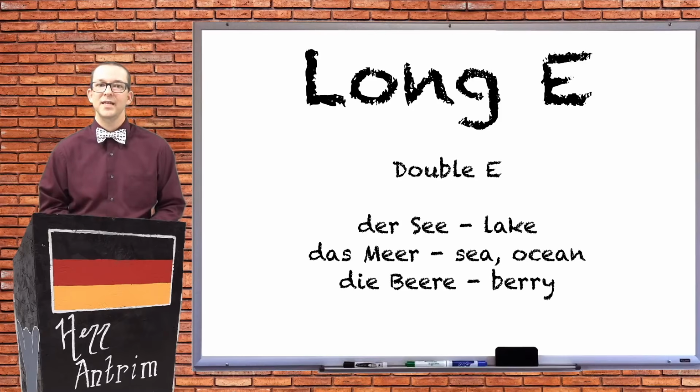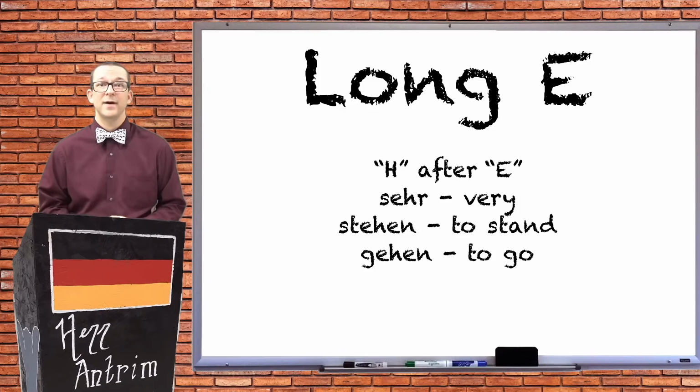EE, for example, would be See, Meer, Beere. You can also force the long E sound by adding H behind the E. For example, sehr, stehen, gehen.